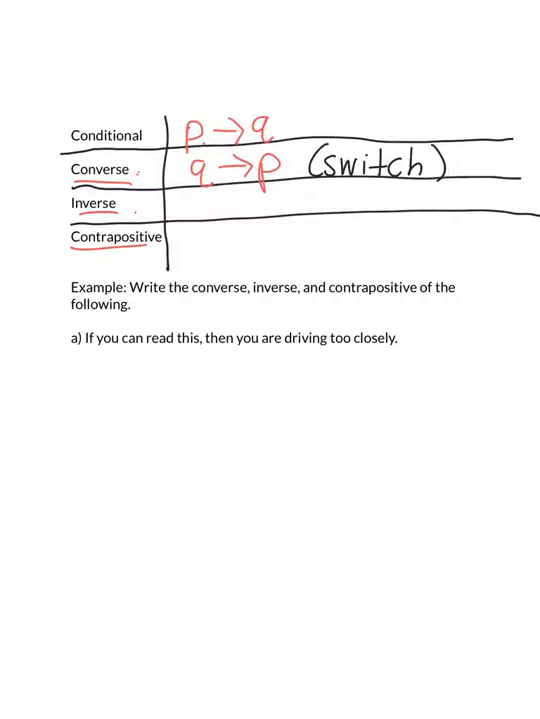So if I have a P in the if portion, it becomes if not P. In the then portion, if I originally have a Q, it becomes then not Q. So I negate both the if and the then, meaning change both parts to the opposite meaning. So my memory trick for inverse is going to be the word negate.